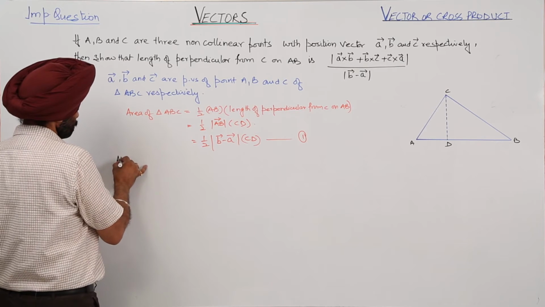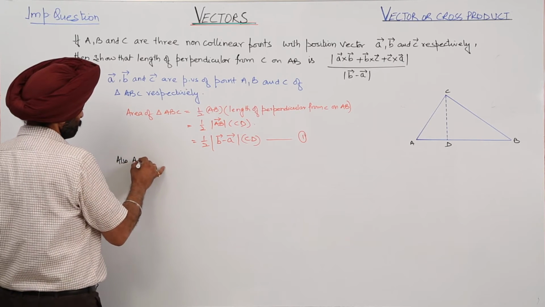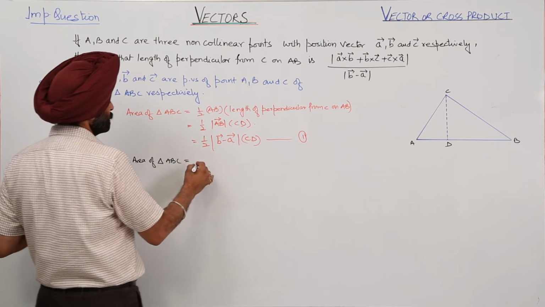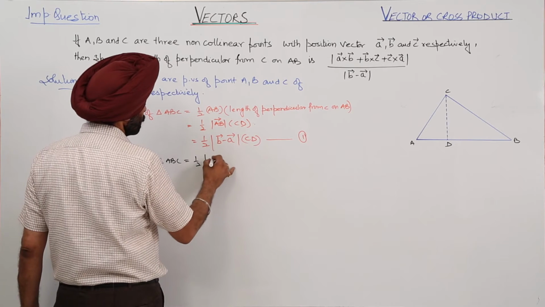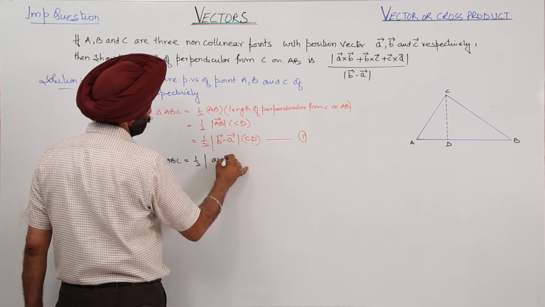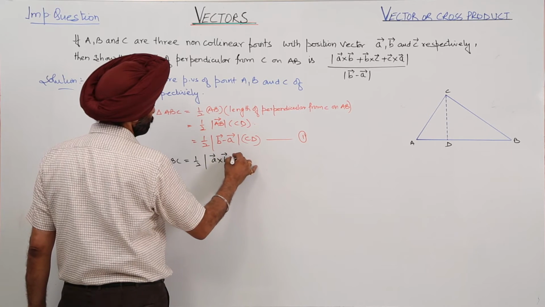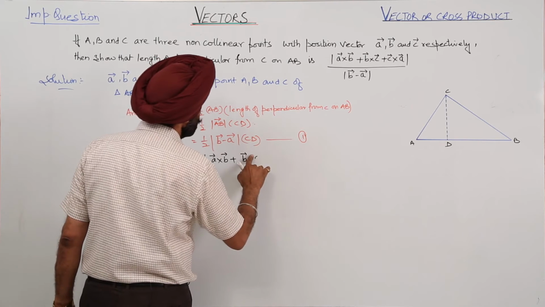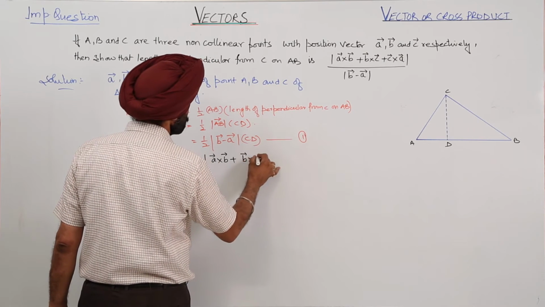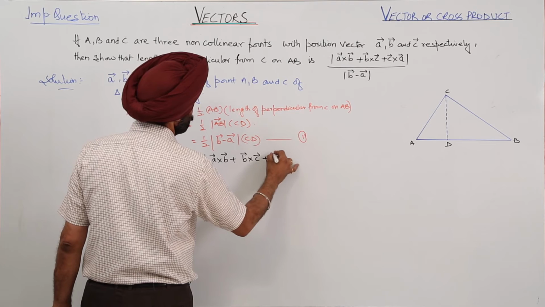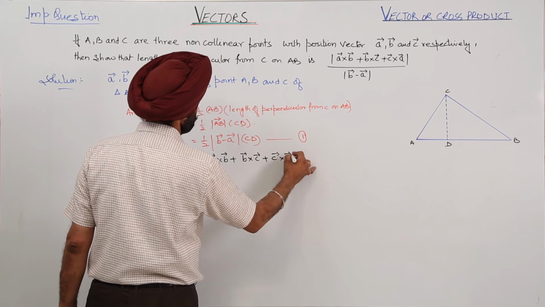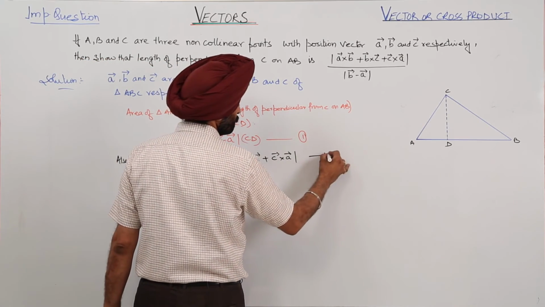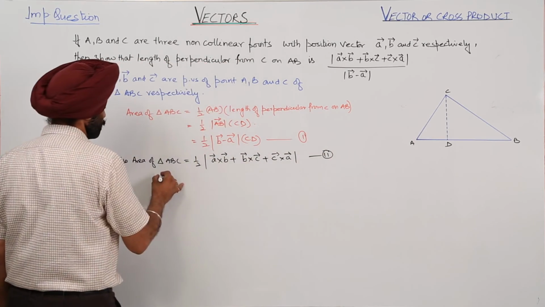Also, area of triangle ABC is equal to half times the sum of vector A cross vector B, vector B cross vector C and vector C cross vector A. This is equation 2.